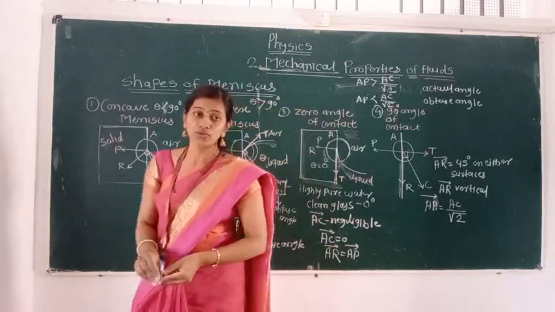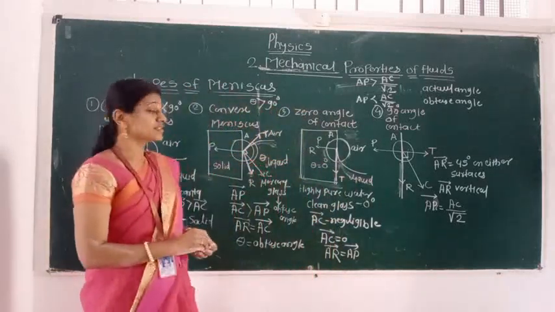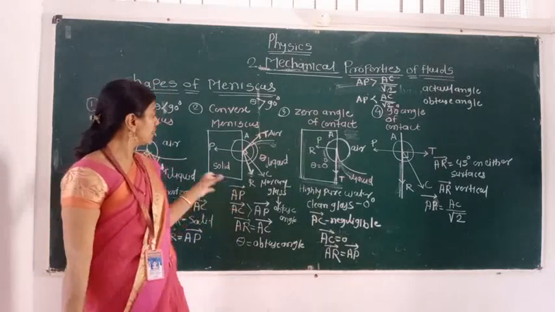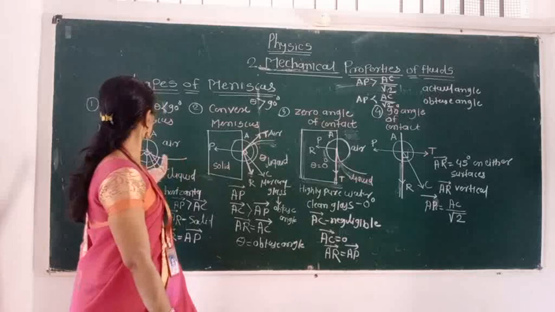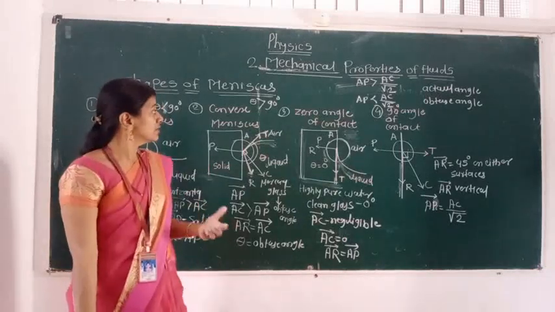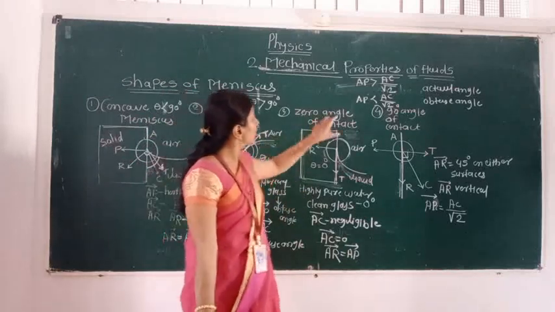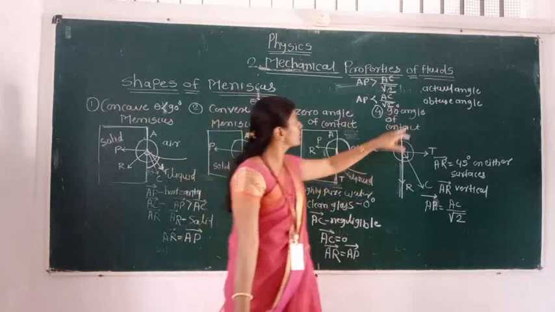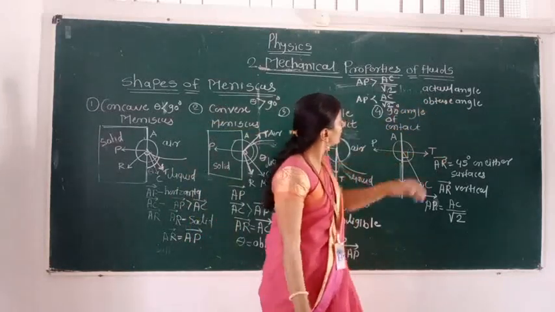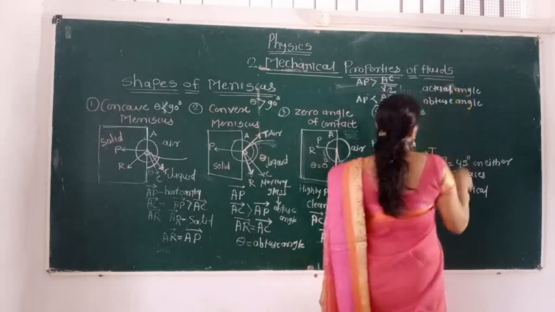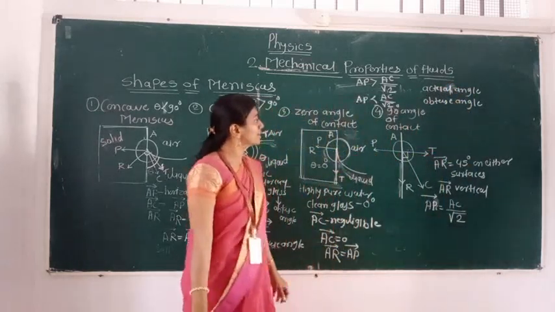In such a way, today we completed the definition of an angle of contact and the shapes of meniscus. If they ask to write a note on the shapes of meniscus, it will come for 3 marks. And the last one is their conditions for concavity and convexity, otherwise we can say the conditions for the acute angle and obtuse angle. So in such a way we completed this part.